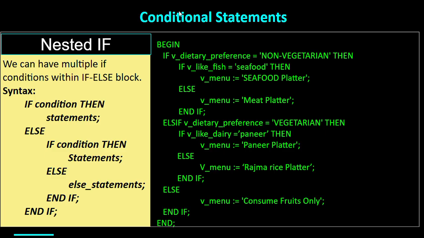Now comes nested IF, an IF statement inside another IF statement. If you choose veg, a nested IF can check if we want a dairy-free or a fasting platter, that is fruits only.